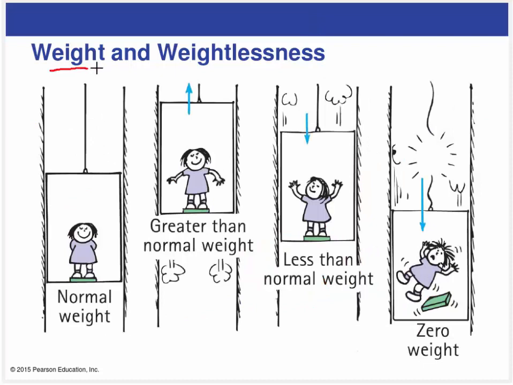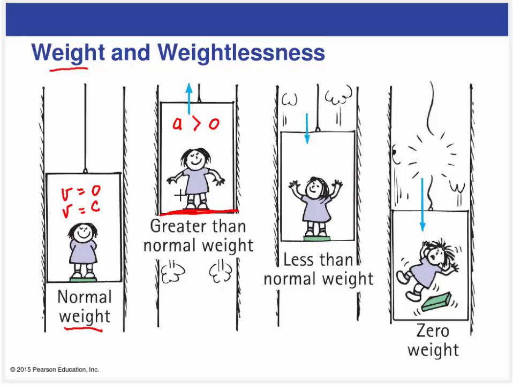So let's just think about what we perceive our weight to be. If we're in an elevator and it's not moving, then we're going to perceive our weight to be just our normal weight. Or if the speed was a constant, then we would actually feel just our normal weight. However, as the elevator started to accelerate upwards, the floor is ramming into the girl, essentially pushing her up, and she has inertia.